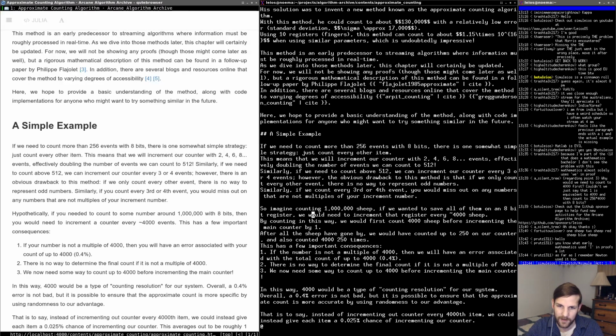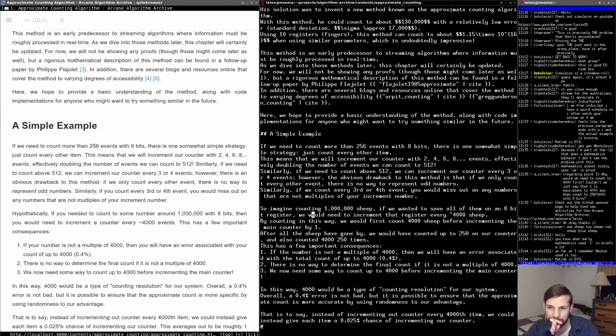Yeah, that's probably fair. Okay, meanwhile, I'm just trying to figure out how to count to 1 million. We would need to increment that register every 4,000 sheep. By counting this way, we would first count 4,000 sheep before incrementing the main counter by 1.